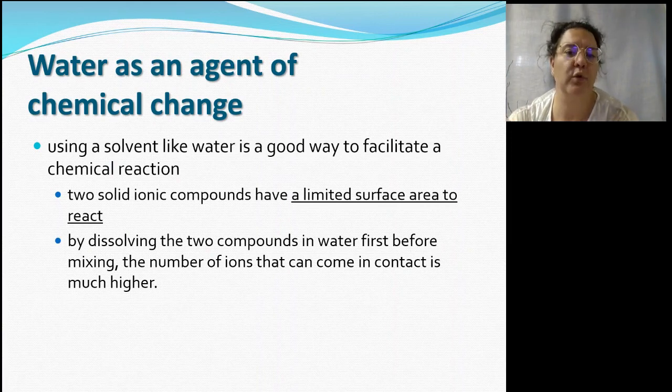So lastly, we're going to look at water as an agent of chemical change. So using a solvent like water is a good way to facilitate a chemical reaction. So two ionic compounds have limited surface area to react because of the way their structures are formed and their ions are held in position. But by dissolving these two compounds in water before mixing, the number of ions that can come in contact is much higher and a chemical reaction is much more likely to occur.